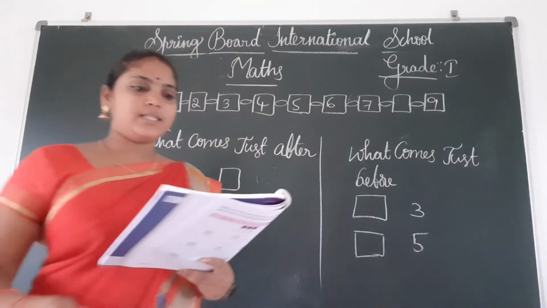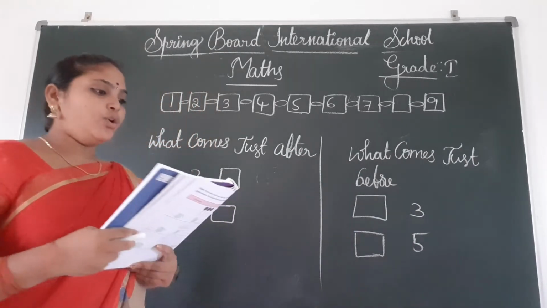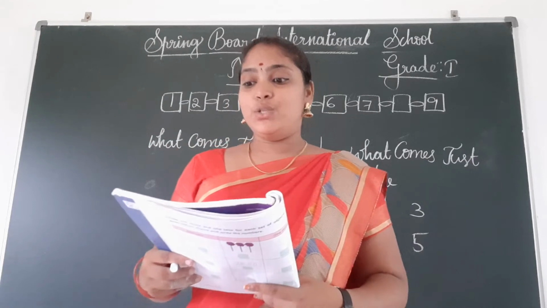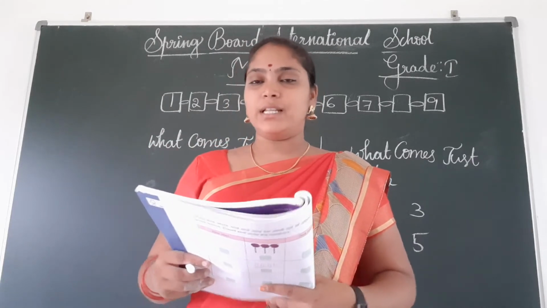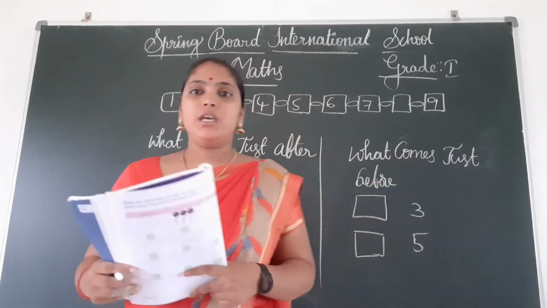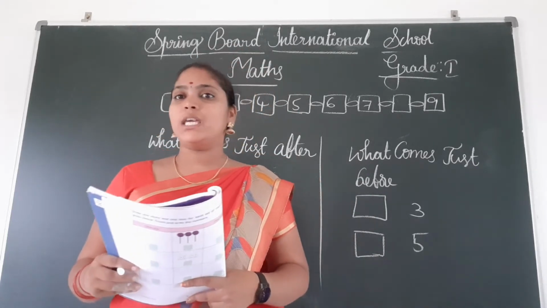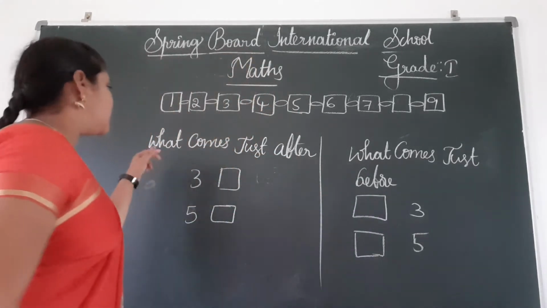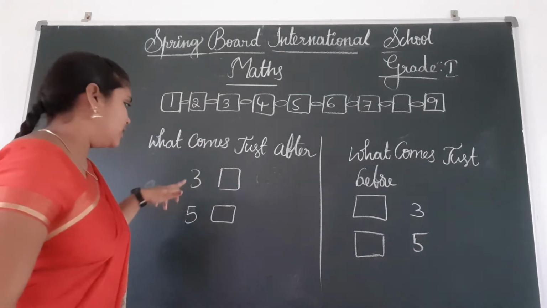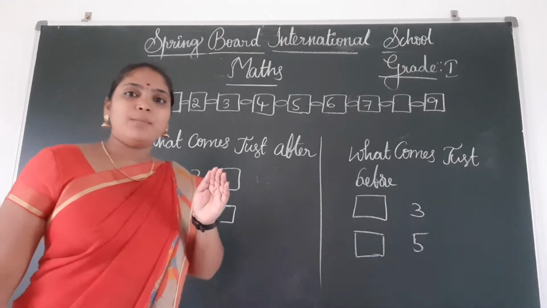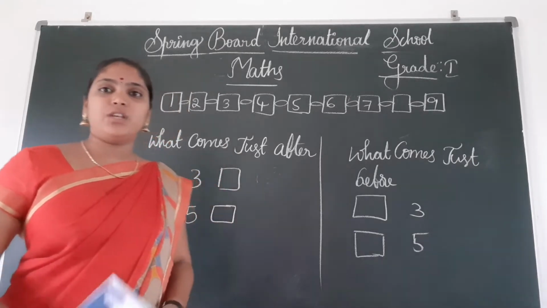Okay children, so next observe 3G. Look at the number street, write the numbers that come just before and just after the given numbers. Here you have to write the just before numbers and just after numbers of the given numbers. So first, what comes just after? Which number is it children? It's 3. So which number comes just after 3?